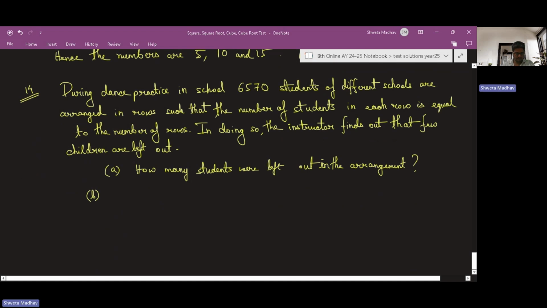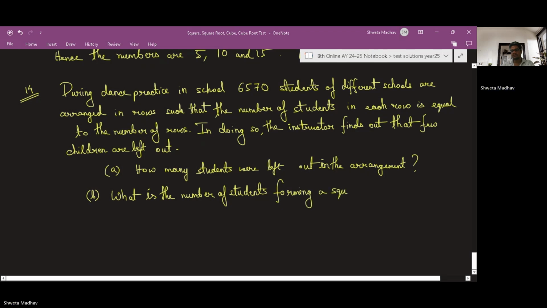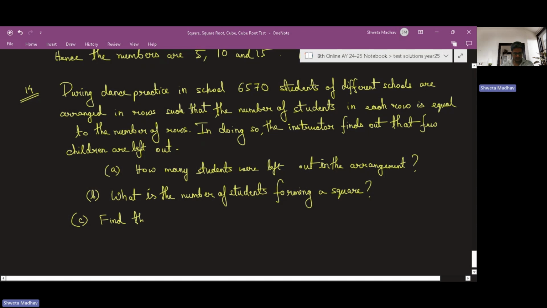In part B, it is asked, what is the number of students forming a square? And in part C, find the number of children in each row of the square.